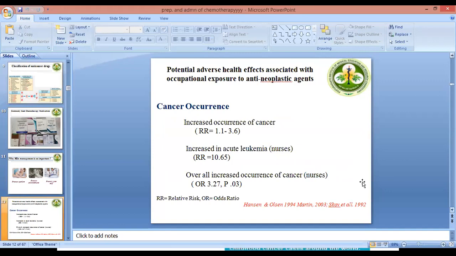Potential adverse health effects are associated with occupational exposure to antineoplastic agents. First, it was observed in studies conducted in 2003 and 1992 that exposed workers have a greater chance of developing cancer as compared to non-exposed workers. The chance is greater, with a relative risk of 10.65 for acute leukemia as compared to non-exposed workers, and there is an overall increased occurrence of cancer, especially among nurses and pharmacists, as compared to non-exposed healthcare workers, with an odds ratio of 3.27.